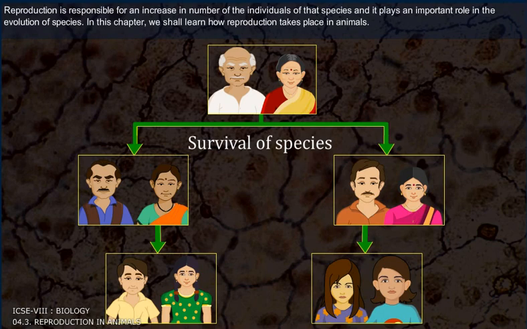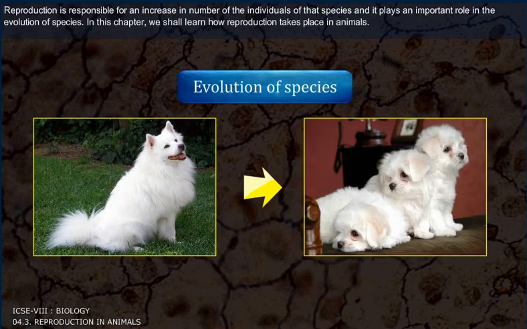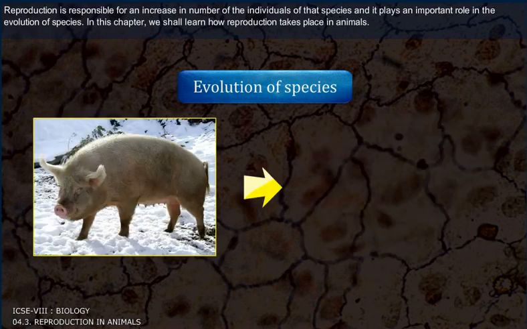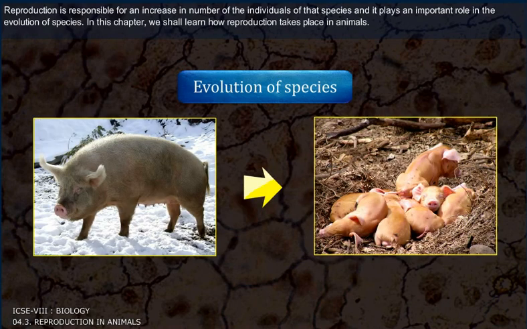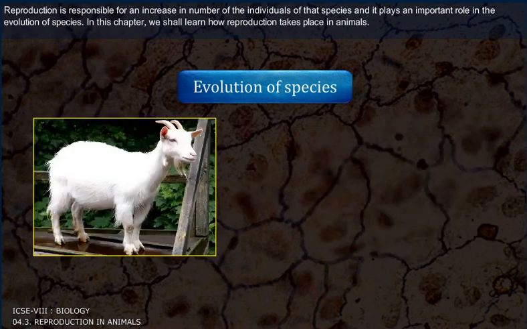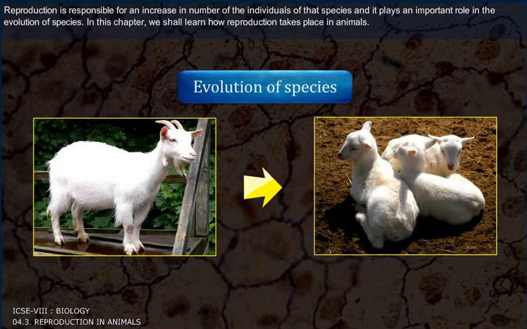Reproduction is responsible for an increase in number of the individuals of that species, and it plays an important role in the evolution of species. In this chapter, we shall learn how reproduction takes place in animals.